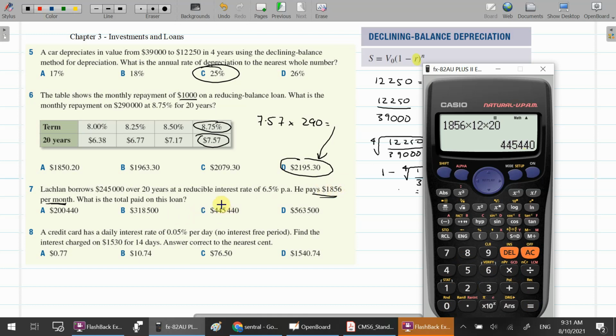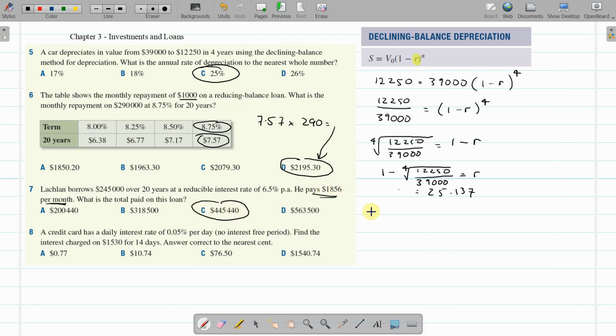445,440. There it is. So 1856 times 12 for 1 year times 20 for 20 years. Okay, finally, question 8.